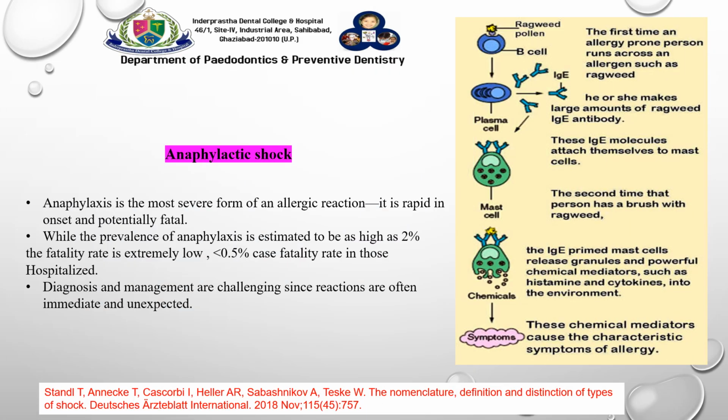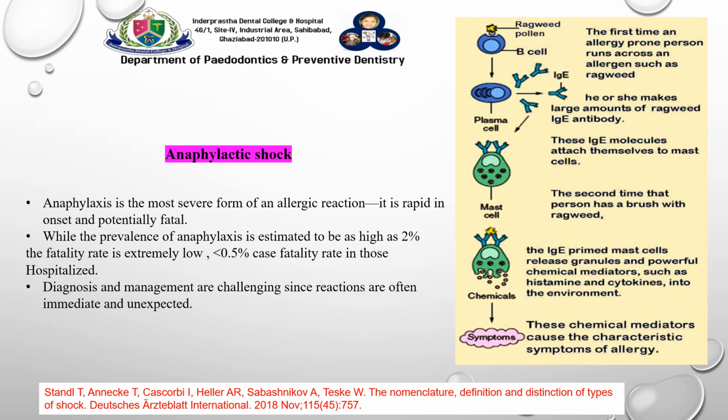Anaphylaxis is a form of allergic reaction, and it is rapid and potentially fatal. While the prevalence of anaphylaxis is as high as 2%, the fatality rate is extremely low, that is 0.5% case fatality rate in those hospitalized. Diagnosis and management are challenging because these are often immediate and unexpected types of shock.